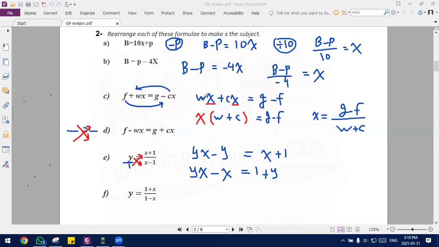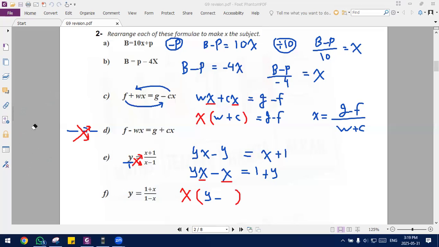Here, this step in red: yx minus x. Take x as a common factor, and then y minus 1. Then x divided by x. You cancel them there.